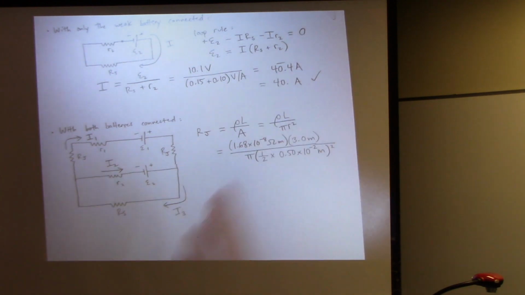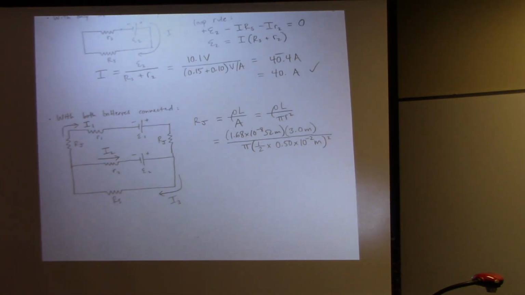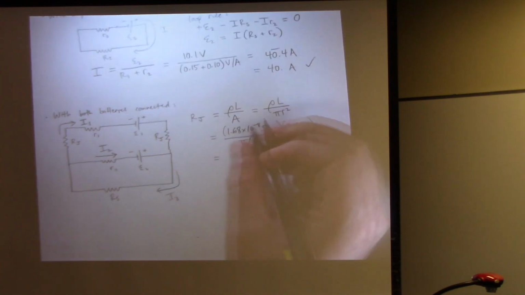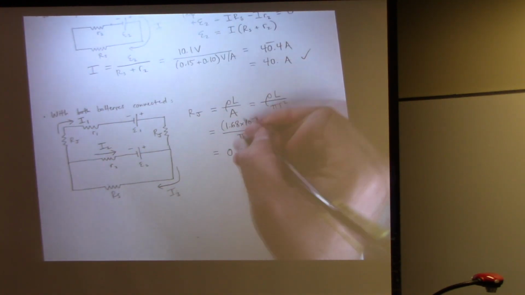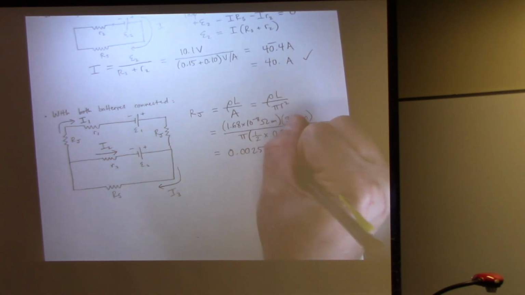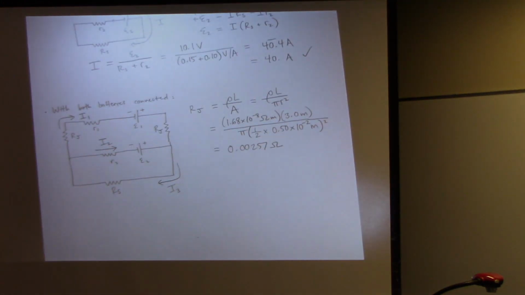So we square that. That's the calculation to do to get the resistance of the jumper cables, and it's really not that much. It's 0.00257 ohms. Okay? So we're going to need that value for what comes next. Let's just get it out of the way.